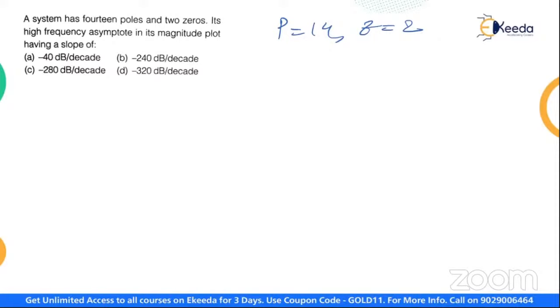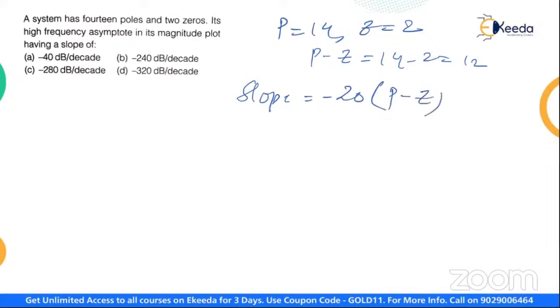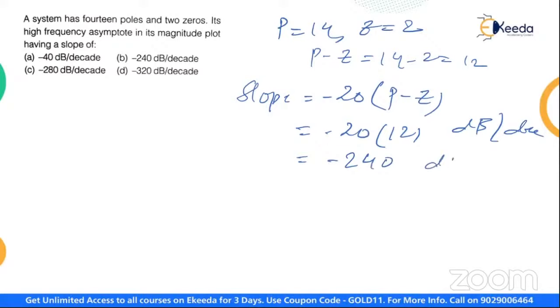See, what is P minus Z? P minus Z is nothing but 14 minus 2, which is equal to 12. Slope is given by how much? Slope is nothing but minus 20 into P minus Z dB per decade. So minus 20 into 12 dB per decade. What is minus 20 times 12? Is it minus 240 dB per decade? Is it right? So this is nothing but your slope: minus 240 dB per decade.